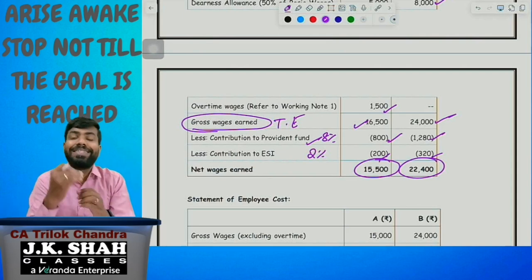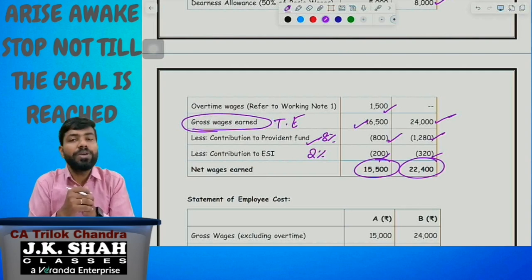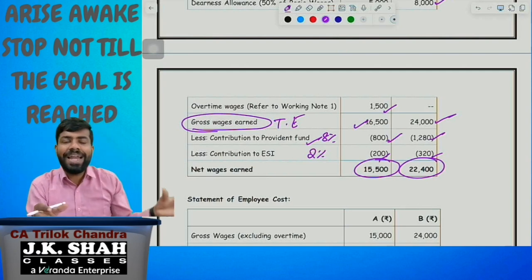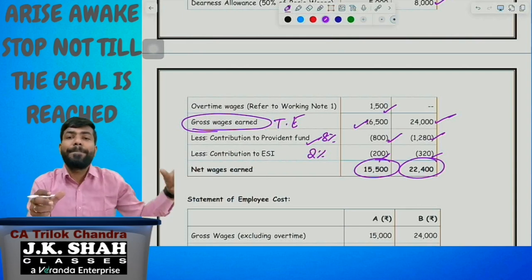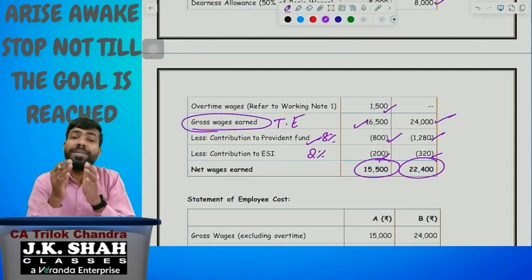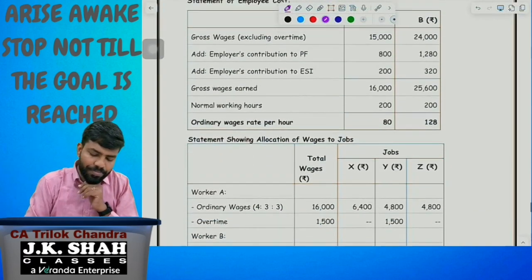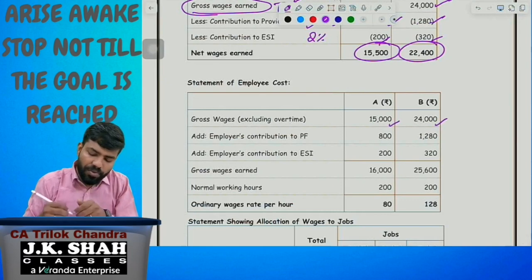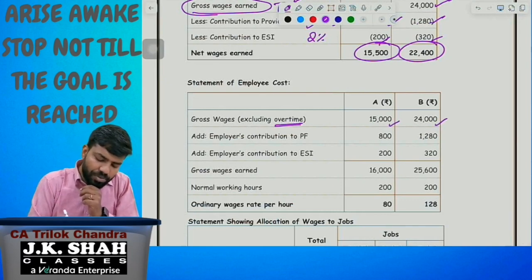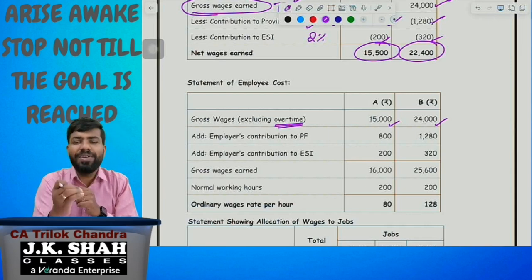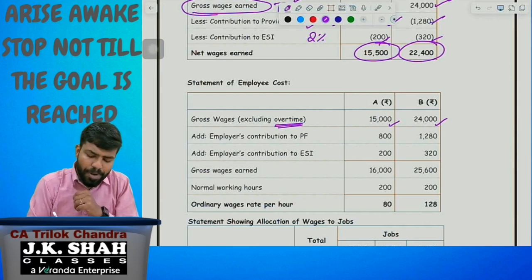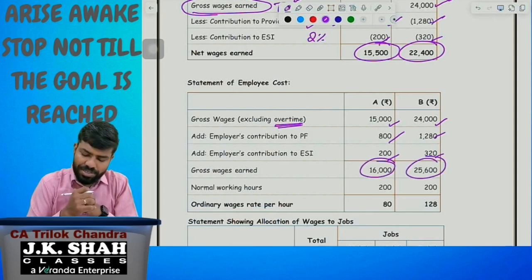Now we need to calculate CTC, the employee cost. How to calculate employee cost? To the gross earnings, add employer contribution to PF and employer contribution to ESI. How much are they contributing? An equivalent amount of the employee contribution. The gross earnings are 15,000 and 24,000. They are excluding overtime wages because overtime wages specifically belong to job Y. They clearly stated in the question. Now add the contributions: 800, 1,280, 200, 320, giving 16,000 and 25,600.